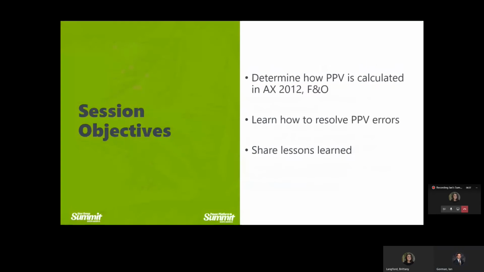So getting started. For session objectives, really what we're going to be focusing on here is how to calculate PPV, specifically in 2012 and finance and operations. We're going to learn how to resolve the errors that you might see around PPV itself. And then I'll provide some lessons learned, seeing as I'm currently a part of the managed services team with MCA Connect. So we've definitely seen a lot of issues around this and common causes. And so I'll provide that kind of background to the group.